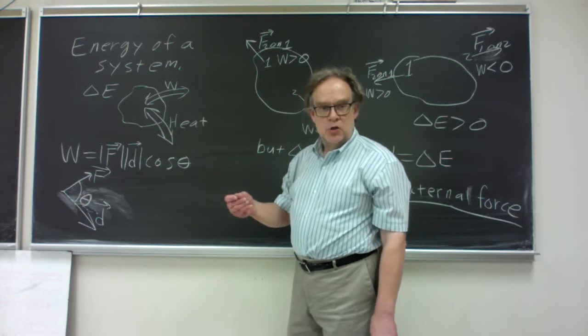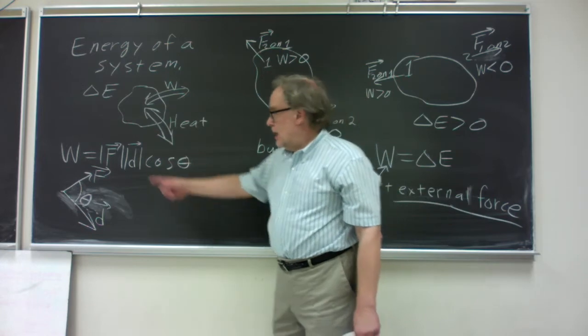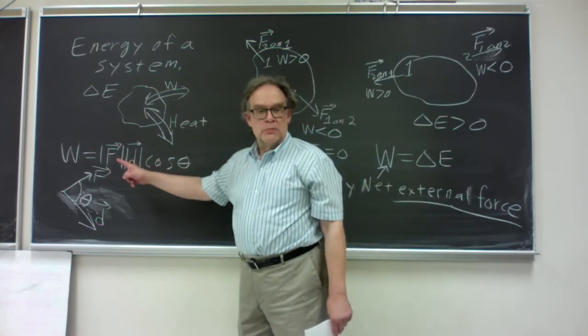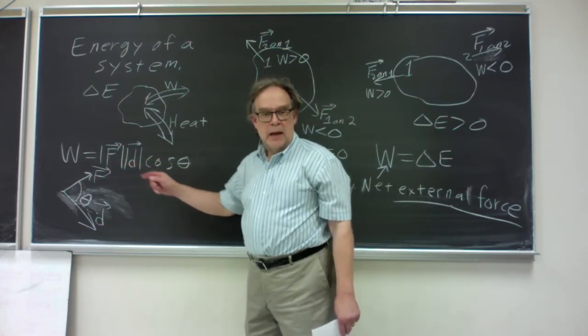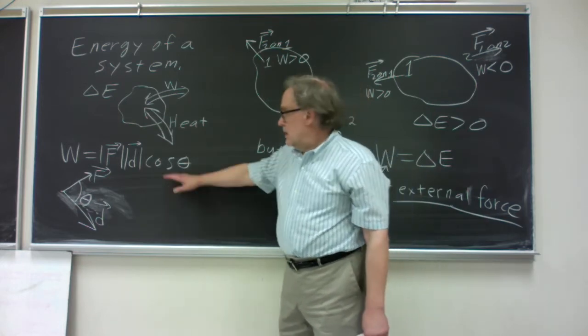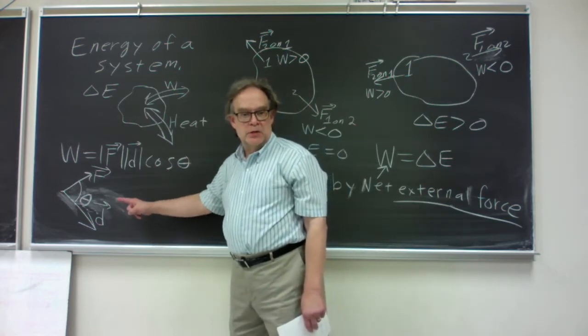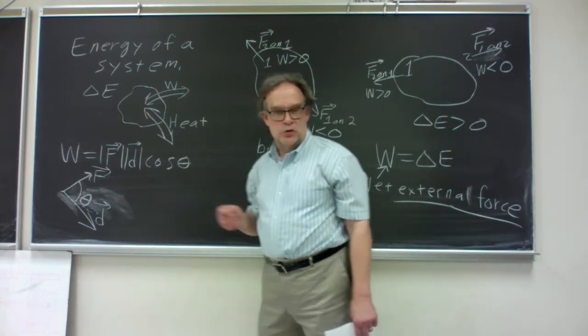Work happens when a force acts on a moving object, and the numerical value of work is just magnitude of force times magnitude of the displacement while the force is happening times cosine of the angle between the displacement direction and the force direction.